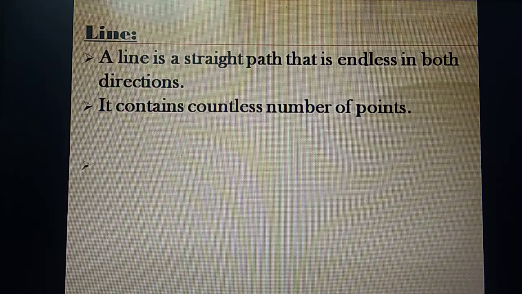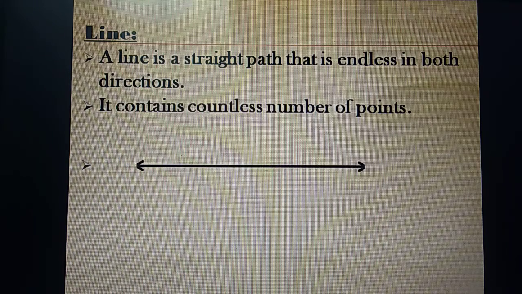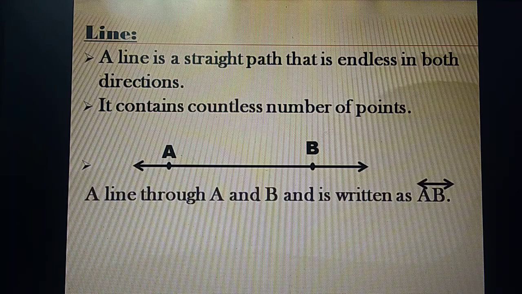So how will you draw it? We will draw it like this. It is moving endlessly in both directions, which is shown by an arrow at both ends. Now, to name it, there are two ways. Either you will use the points to name it, or you will just name the line as a whole. Here, I am using 2 points A and B through which the line is passing. So, as the line is passing through A and B, it is written as AB with a double-sided arrow on the name.